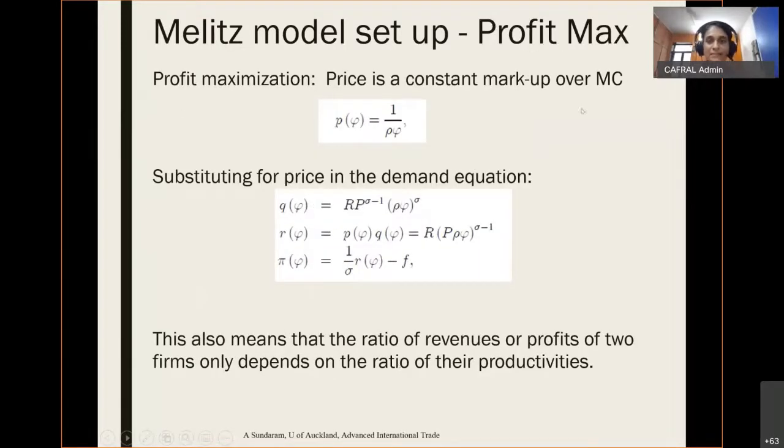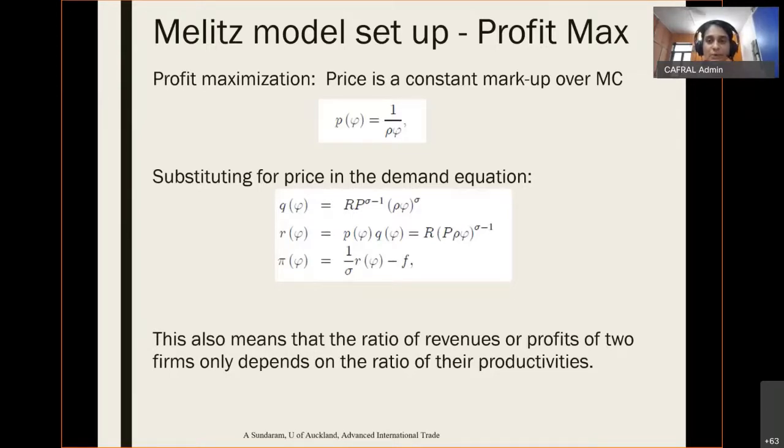Now, profit maximization is your simple marginal revenue equals marginal cost. So if you solve MR equals MC, then you're going to get this condition, p of phi equals 1 over rho times phi. So remember, rho comes from your demand, the CES demand function, utility, sorry. So p is going to be 1 over rho times phi. In other words, price is simply a constant markup over the marginal cost. So here the marginal cost, if you remember, is just 1 over phi, right?